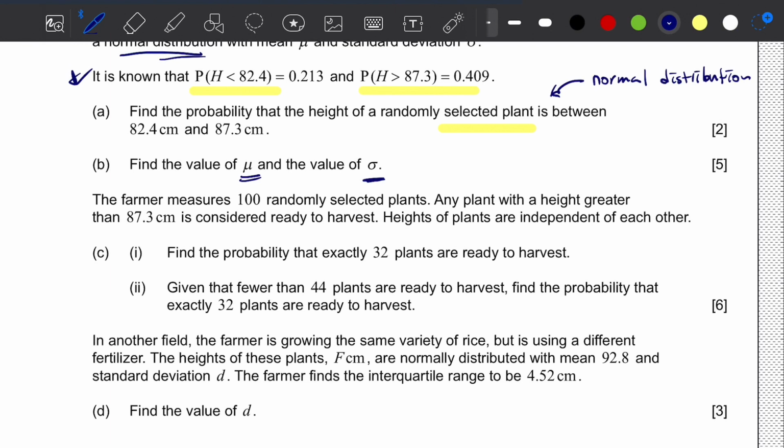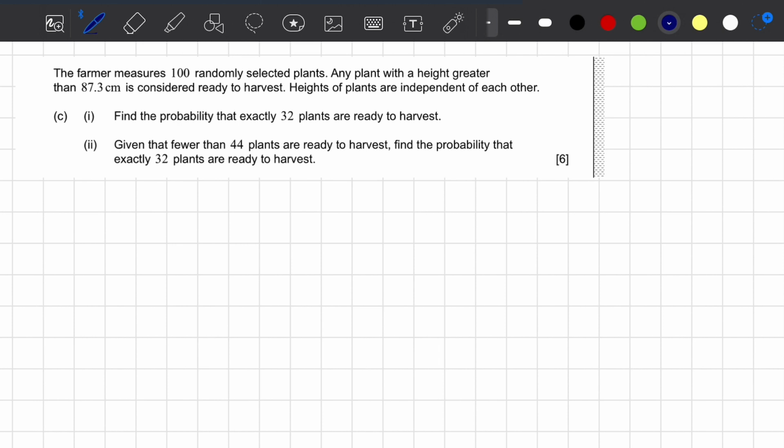Then let's do question C. So we have more information. The farmer measures 100 randomly selected plants. Any plant with a height greater than 87.3 centimeter is considered ready to harvest. Heights of the plants are independent of each other. So question C I, we need to find the probability that exactly 32 plants are ready to harvest. So in this case, we actually have a binomial distribution.